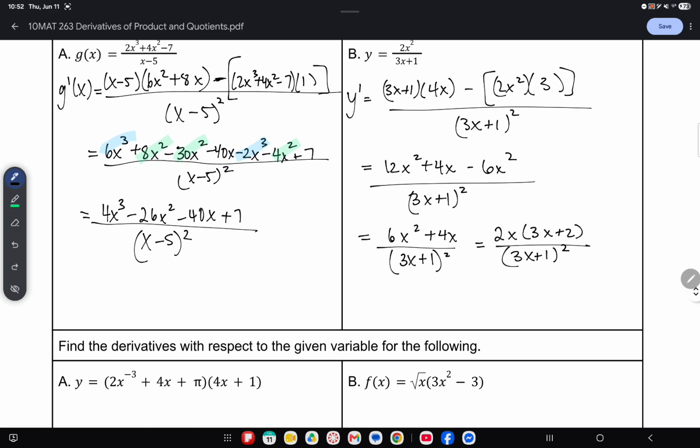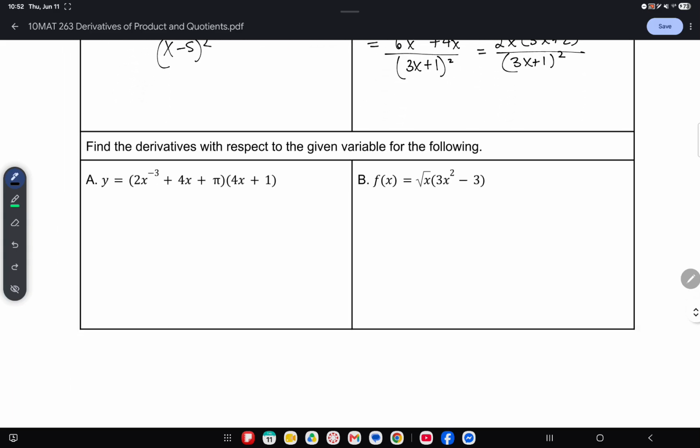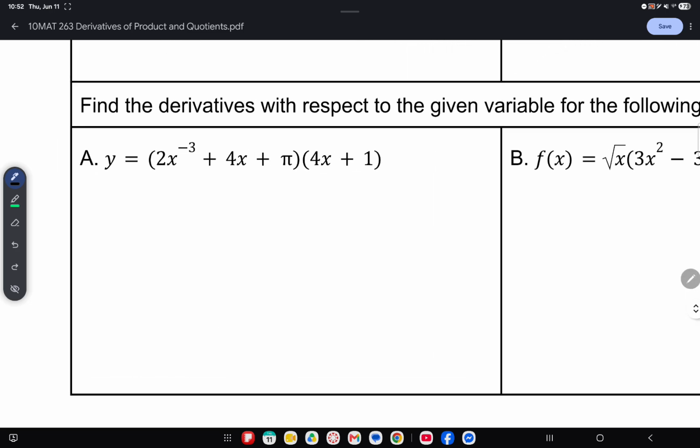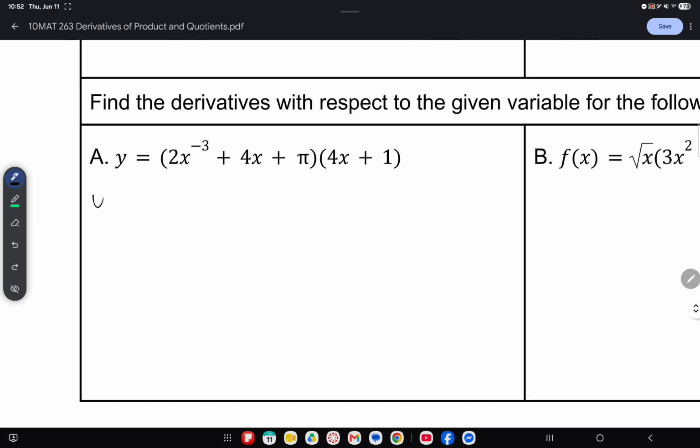All right, let's look at some more examples here. Some of these might be easier to distribute and do power rule than it is to do left d right plus right d left. This one I probably wouldn't multiply out, so we'll just do product rule. So left d right plus right d left.